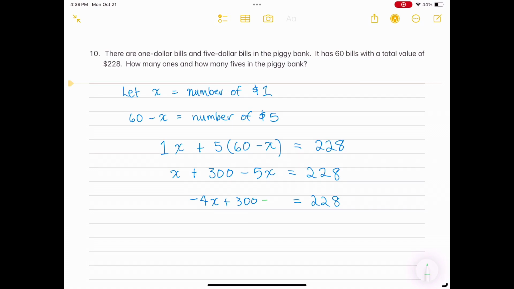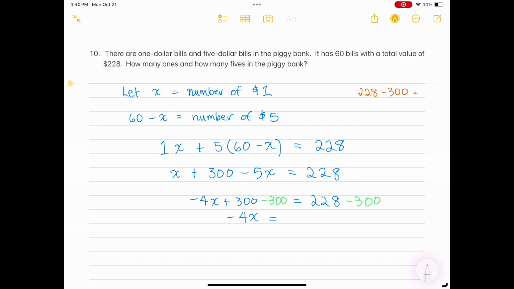Now I bring the numbers to the right-hand side of the equation by subtracting both sides of the equation with 300. On the left-hand side, the 300s cancel, leaving minus 4x. And on the right-hand side, I have 228 minus 300. I do that calculation on the side.